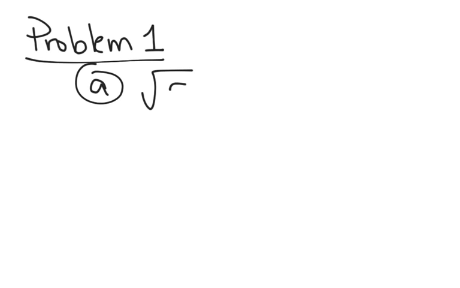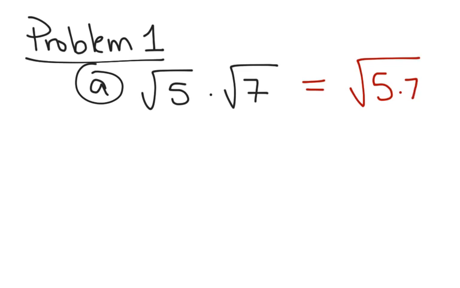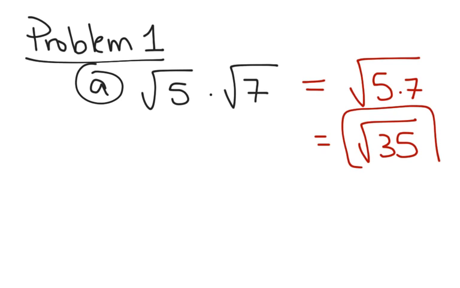So in this first problem, I'd like to try multiplying some radicals. So let's start with the square root of 5 times the square root of 7. Since they both have the same root index, they're both square roots, I'm able to simplify them by multiplying them together. And 5 times 7 is 35.